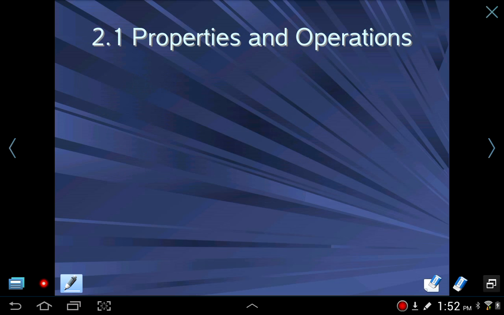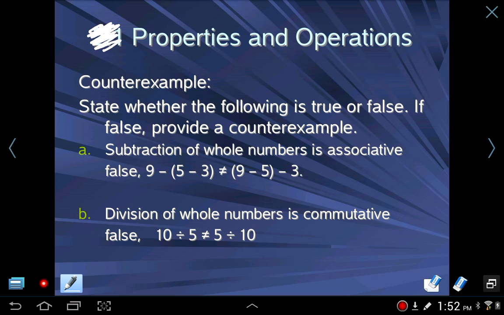Okay. And then next, sorry, I keep forgetting to tell you in the slides. Some counterexamples. These are always good to try to work with. This one, I want you to state whether the following is true or false. If false, provide a counterexample. That means tell me something that would be true, not the false one that was given.